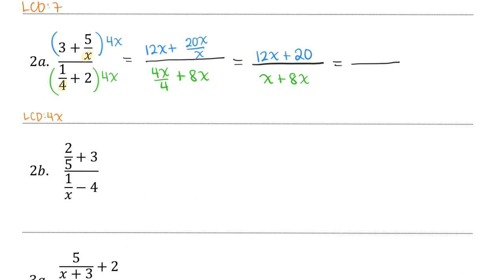They both have a 4, so let's take out a 4. So 4 times 3x, 4 times 5. On the bottom, x plus 8x, that's 9x. So does anything cancel? No. So I should factor it to see if anything cancels, but sometimes I factor it and still nothing cancels. Let's look at the next one. So I have 5, I have x. So my least common denominator is going to be 5x.